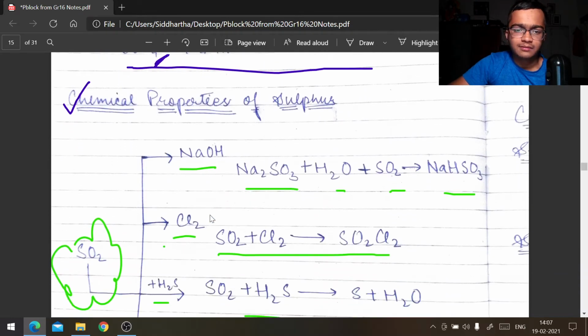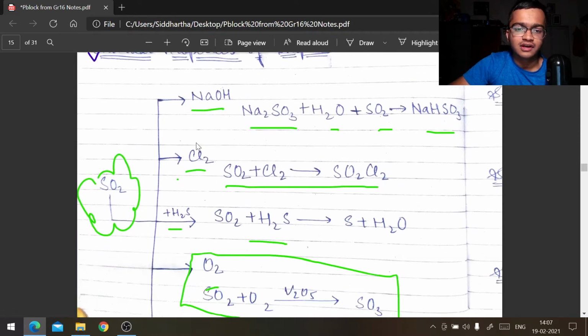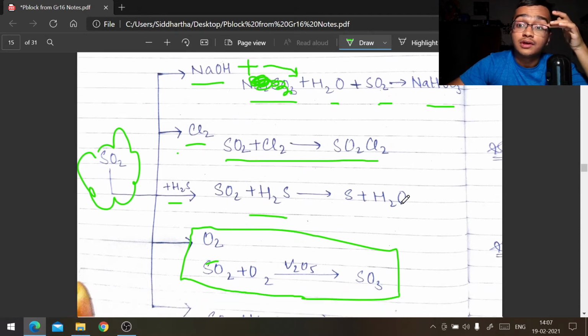Coming to the chemical properties of sulfur dioxide. SO2 plus NaOH gives Na2SO3. Reaction with NaOH. I am sorry, I have written this wrong. This will be your NaOH plus SO2. So NaOH plus H2O plus SO2 gives NaHSO3.